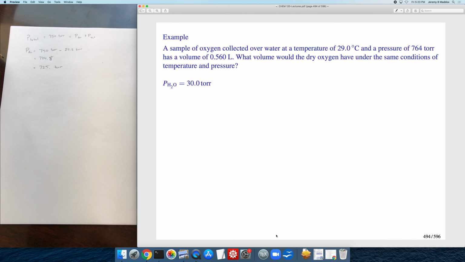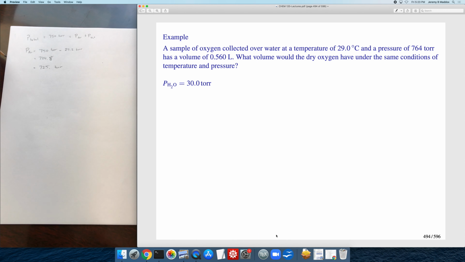Here we have another problem. We've got a sample of oxygen that's collected over water. The temperature is 29 degrees Celsius, and the total pressure is 764 torr. We've got a total volume of 0.560 liters. What volume would the dry oxygen have under the same conditions of temperature and pressure? So if this weren't a mixture, what would be the volume under these conditions of temperature and pressure? So we need to figure out how much oxygen we have in this mixture.